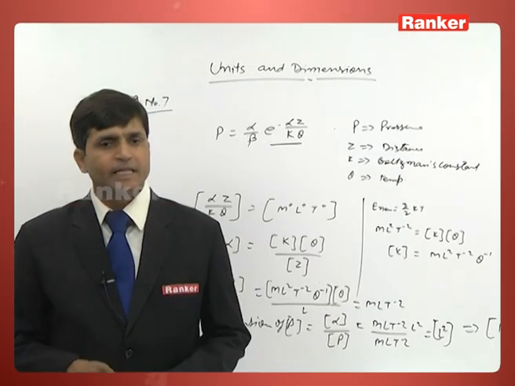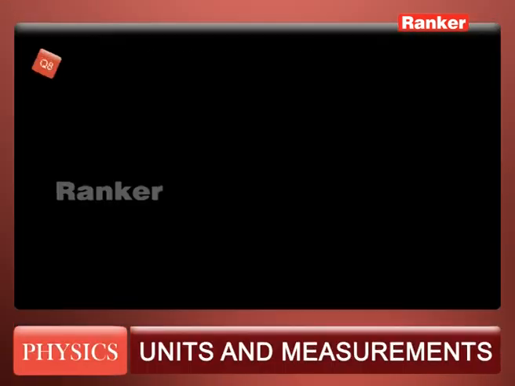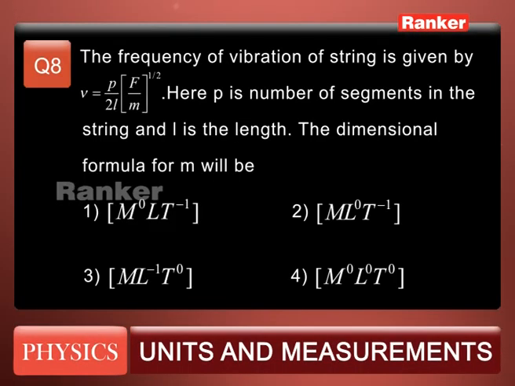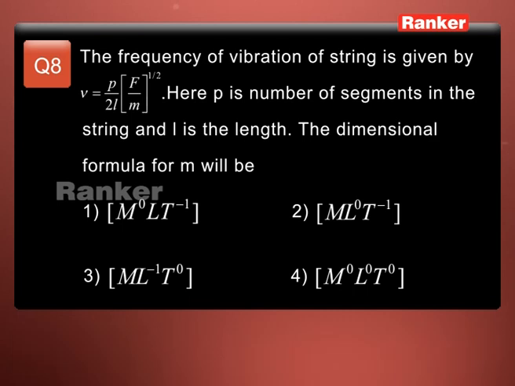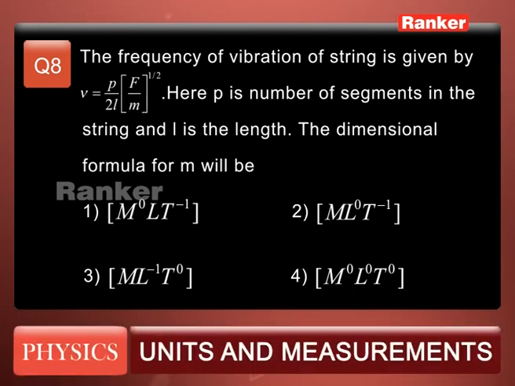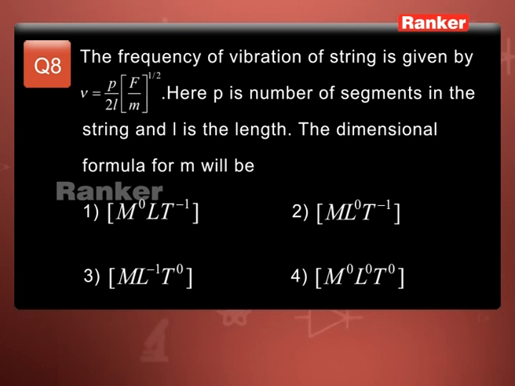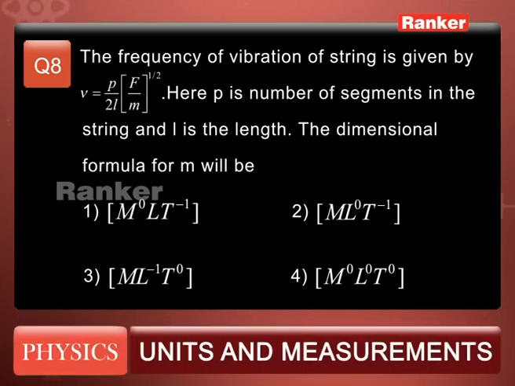Now come to the next problem, question number 8. Question number 8: the frequency of vibration of a string is given as nu is equal to P by 2L times F by m to the power 1 by 2, where P is the number of segments in the string and L is the length. The dimensional formula for m will be?